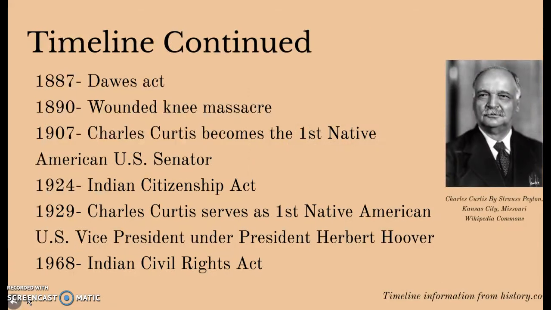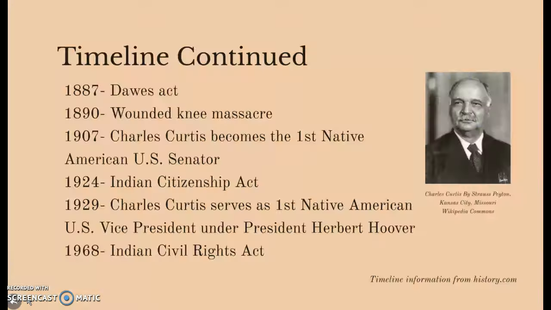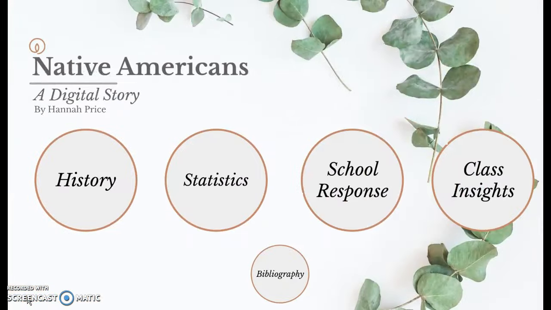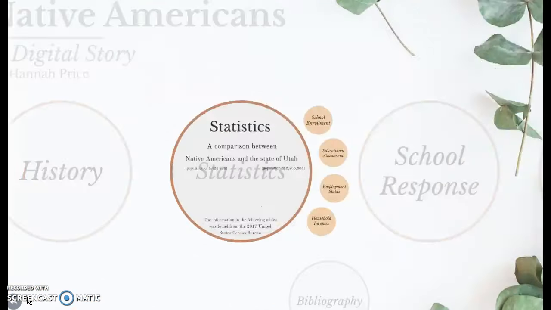In 1907, Charles Curtis became the first Native American U.S. Senator, and in 1929 he served as the first Native American U.S. Vice President under President Herbert Hoover. And lastly, in 1968, President Lyndon B. Johnson signed the Indian Civil Rights Act, granting Native American tribes many of the benefits included in the Bill of Rights. The next part of our movie talks about statistics and socioeconomic status of Native Americans today.